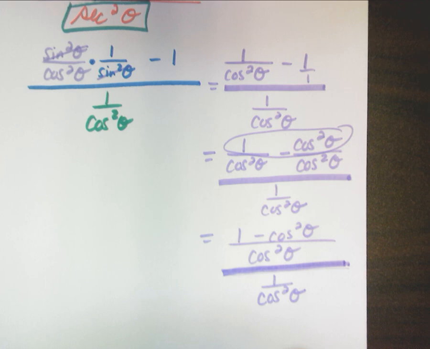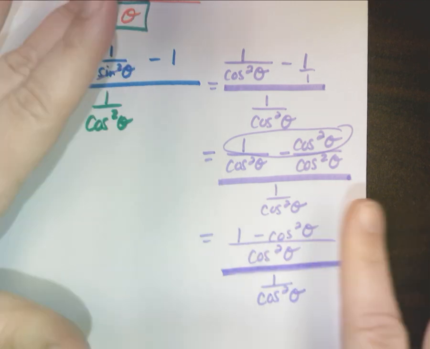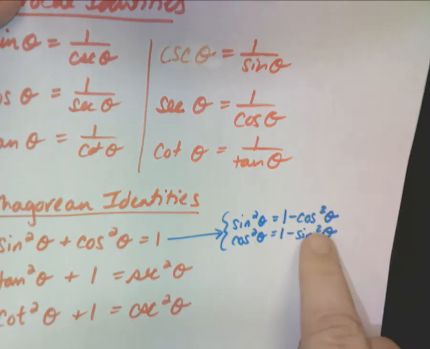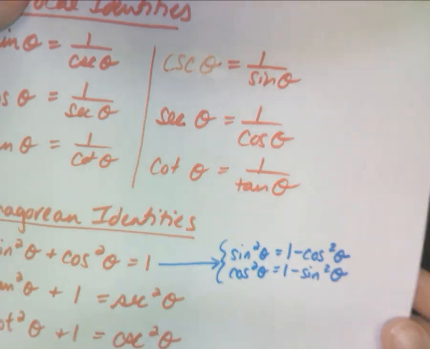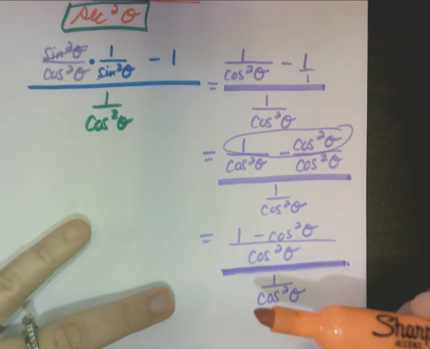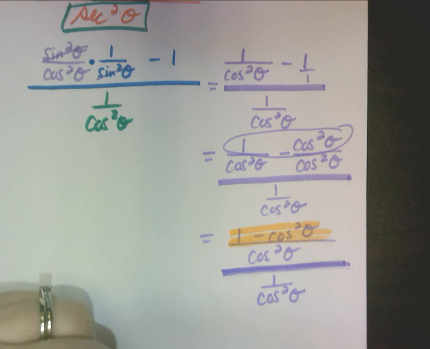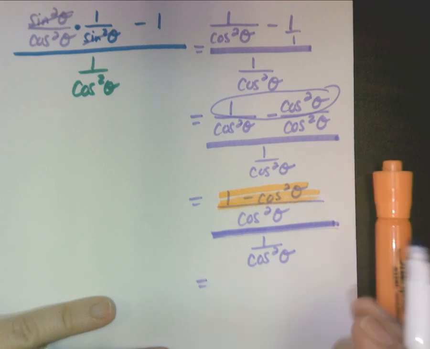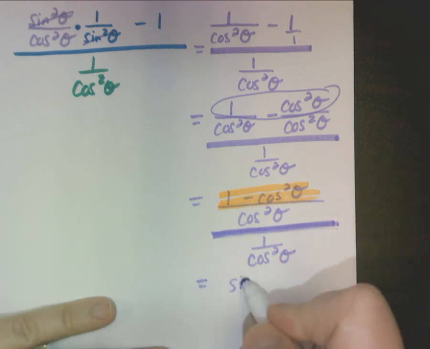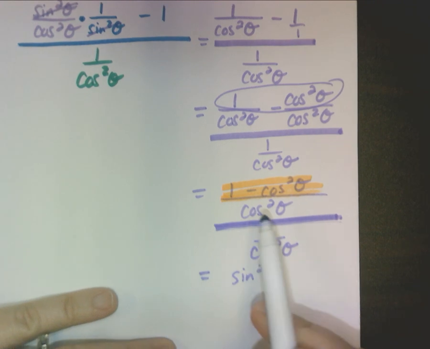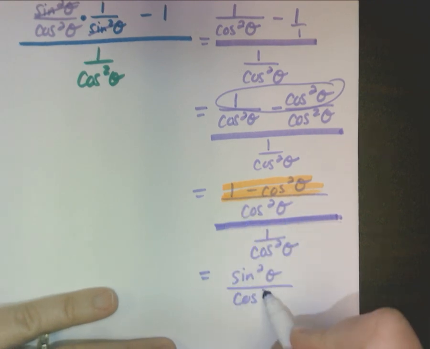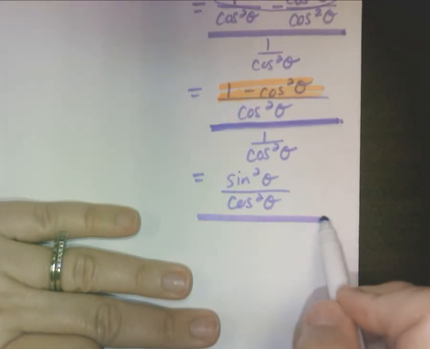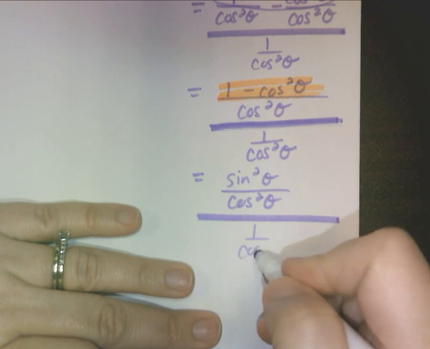Now we've talked about this in the last one. Look for these. If ones and cosine squareds and sine squareds are together, it's probably a Pythagorean identity. 1 minus cosine squared is equivalent to sine squared. So I am going to replace this right here with sine squared. So this would be equal to sine squared theta, that's what the orange is. It's over cosine squared. Move this down, which is still over, here's that complex fraction part.